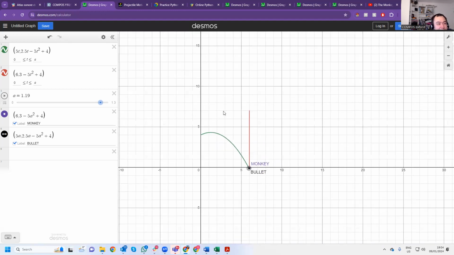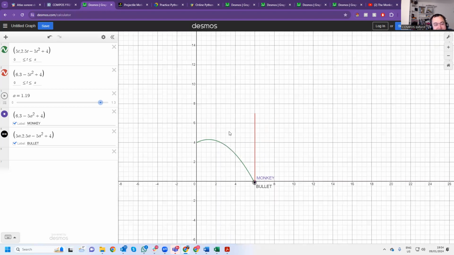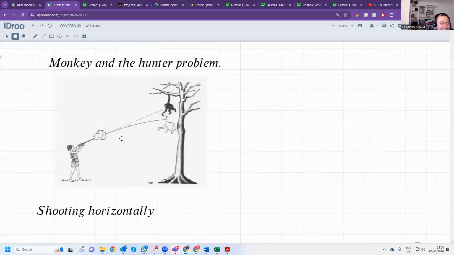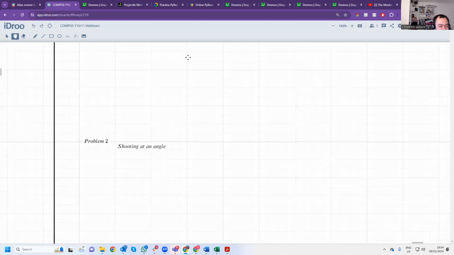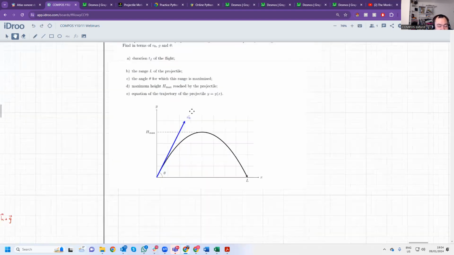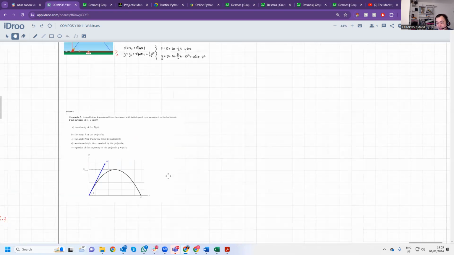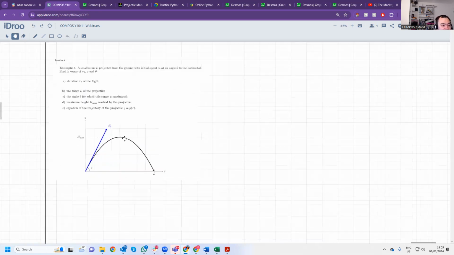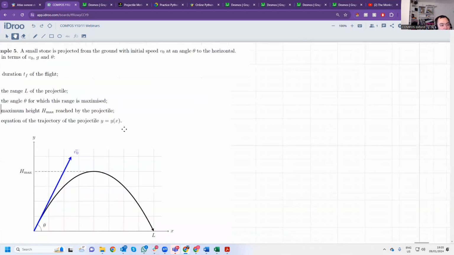The point of this exercise is not to kill monkeys. It's to learn some modeling. Right. So we're done shooting at an angle, and let's then do some similar questions from the assignment. So we had example 5. We need to find the maximum height and the maximum range.